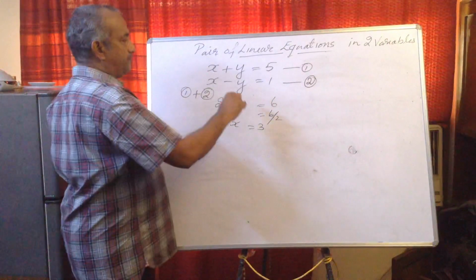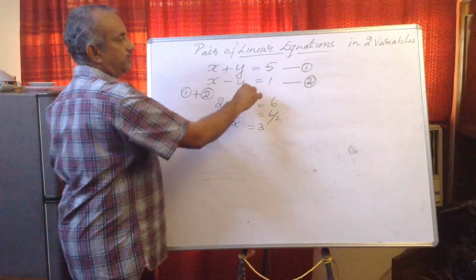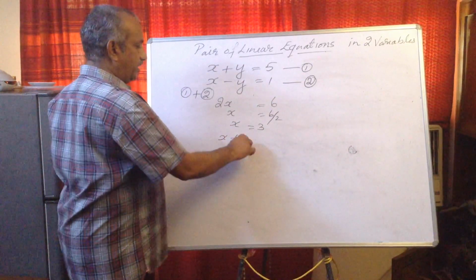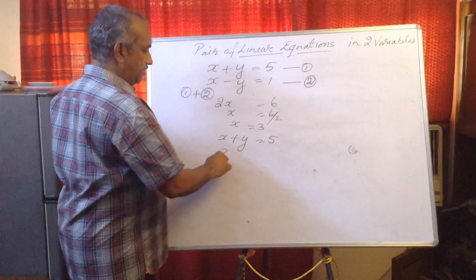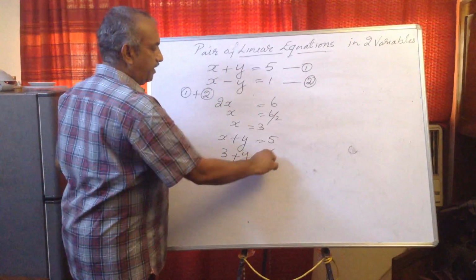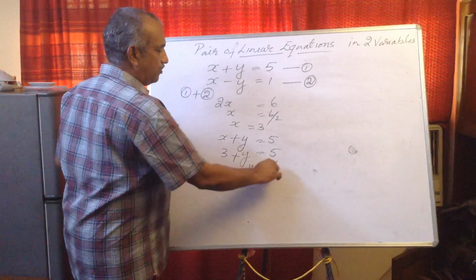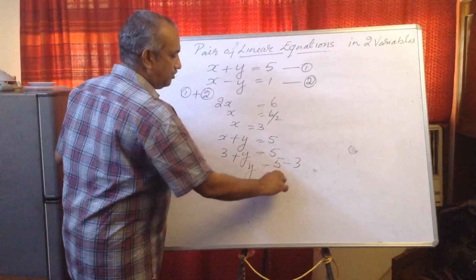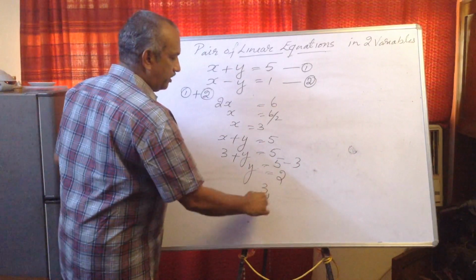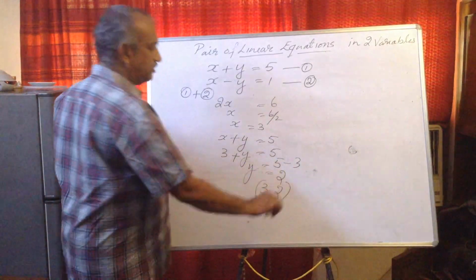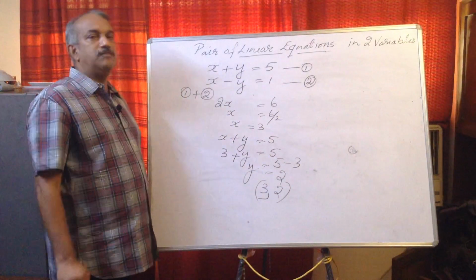Now put it in any one of the equations. You can put it in this equation or in this equation. x plus y is equal to 5. 3 plus y is equal to 5. y is equal to 5 minus 3 is equal to 2. So the solution is again (3, 2). So like this we can solve. So this is the elimination method.